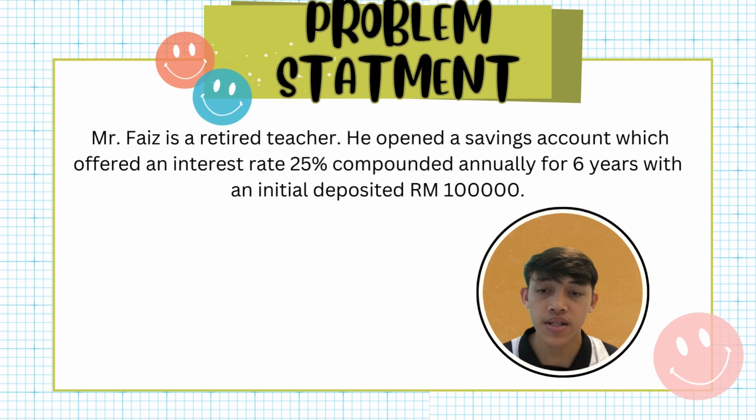Now we will discuss Case Study 1, compound interest. Mr. Faiz is a retired teacher. He opened a savings account which offered an interest rate of 25% compounded annually for 6 years with an initial deposit of RM100,000.